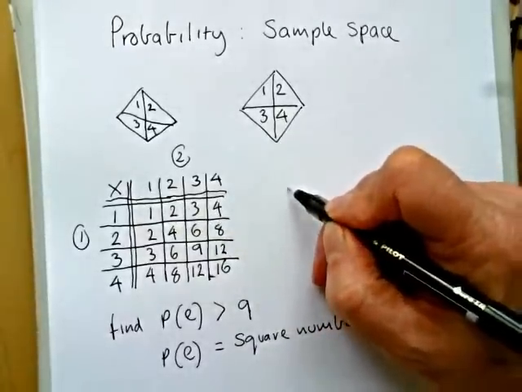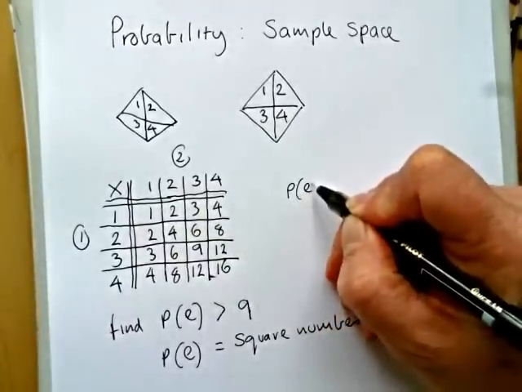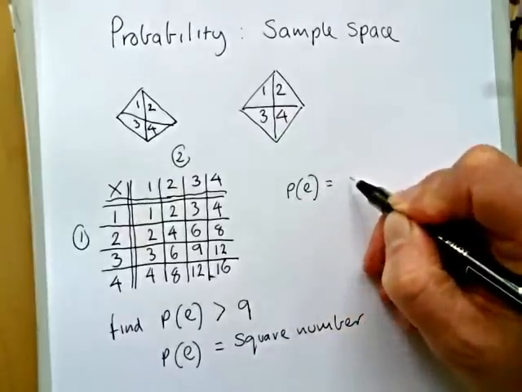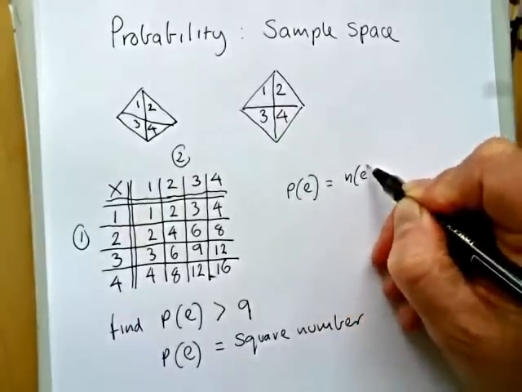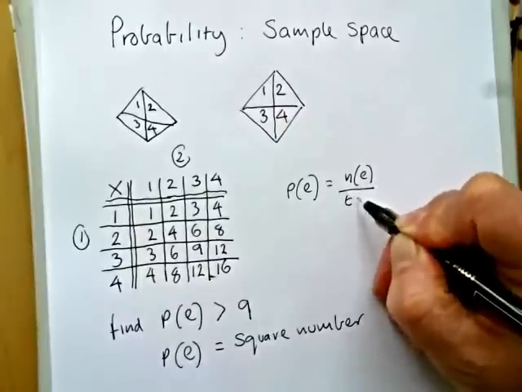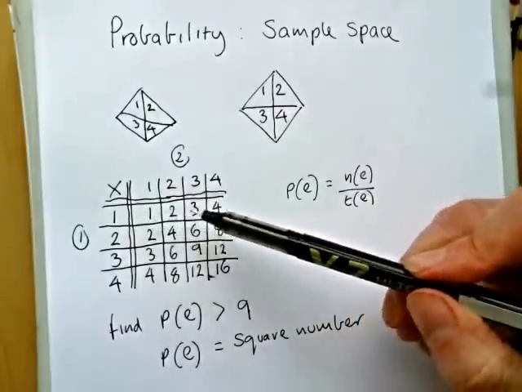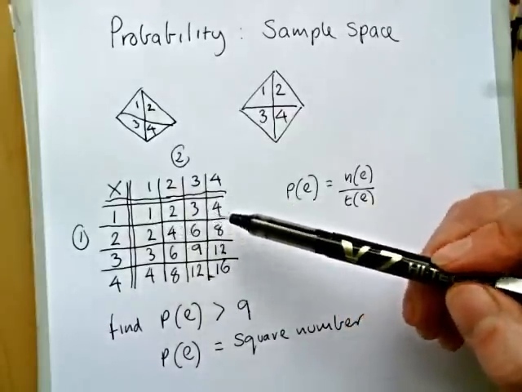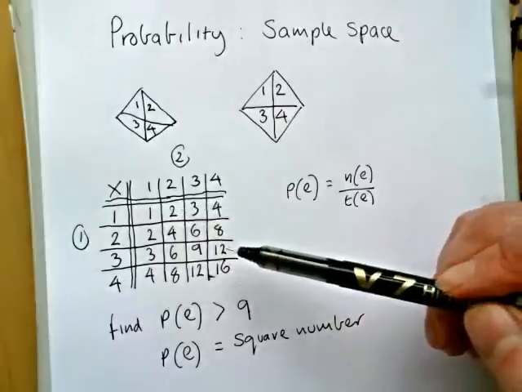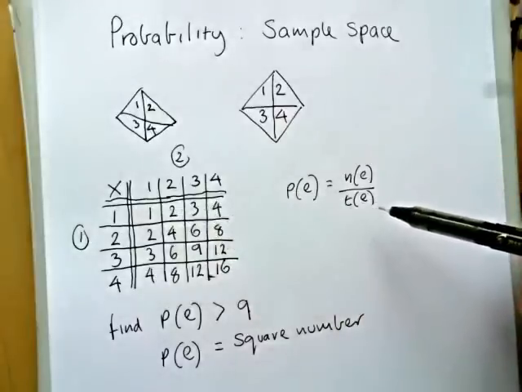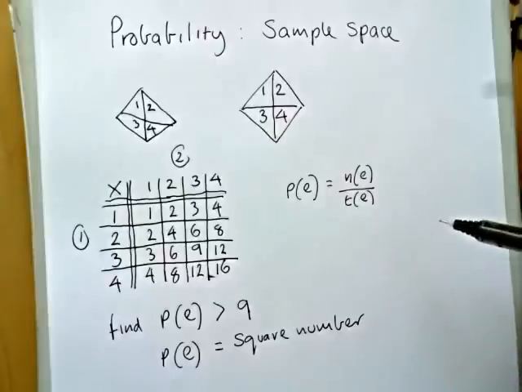I remind you again that all probability questions can be answered by saying the probability of an event is the number of ways our event can happen divided by the total number of events possible. Now we can get 16 outcomes here. Some are the same, but we can get 16 outcomes. So our total number of events will be 16.